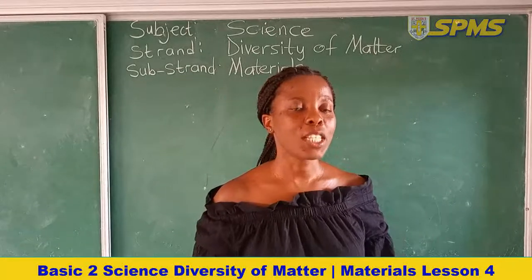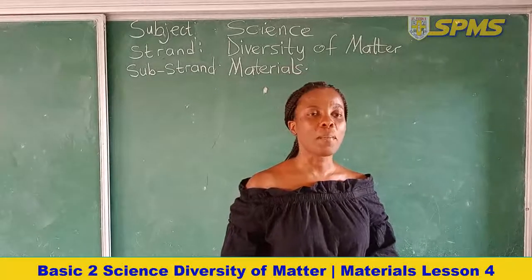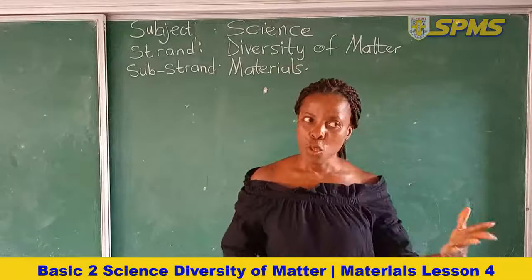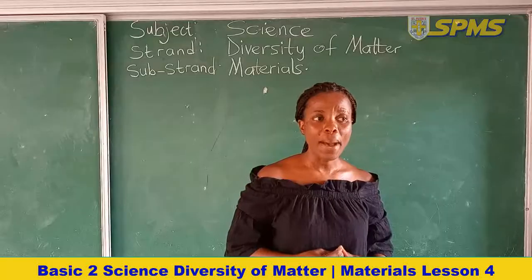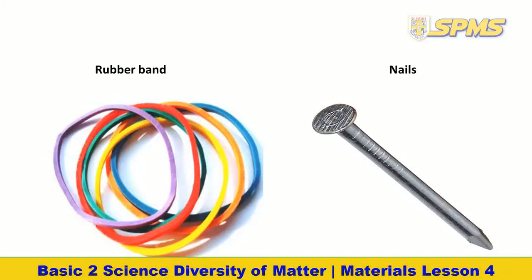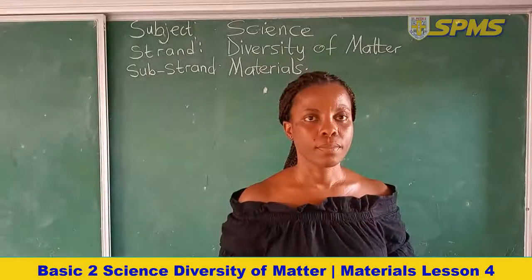Now let's continue. What are some of the materials that we can have? Stone is a material. Why? Because we can use it for something useful, or we can use it to make a product. Wood or a log. Rubber band, you see the rubber bands you've been playing with. They are also useful items, so they are materials. You see the nails, which people use very often, most often the carpenters. So is it not a material? It is useful to them.